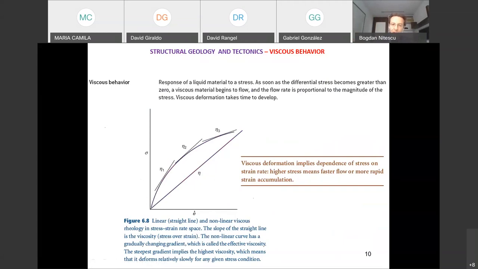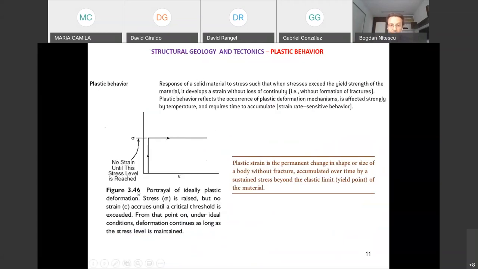All right. Now, plastic behavior, we discussed it again. Basically, it's a permanent change in shape or size. There is no fracture. And you have a sustained stress, which is beyond the elastic limit. That's the idea. So I'll show you in a bit. These are the basic models.